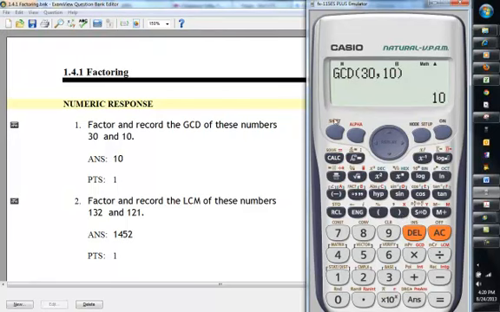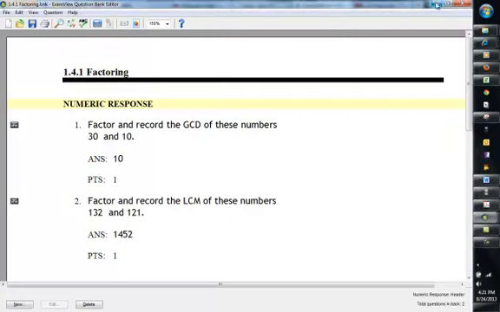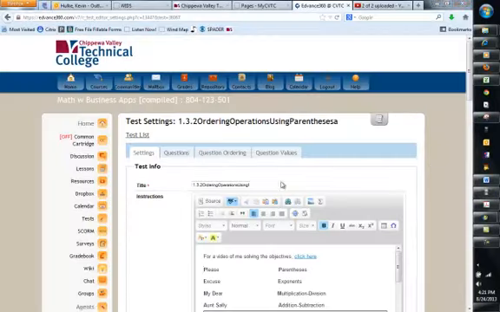Now, it says the least common multiple, that's the alpha divide key, of 132, comma, 121. In other words, you're going to find where those two numbers meet, and they meet at 1452. You need to know least common multiple in order to find the common denominator, and you need to know greatest common divisor in order to simplify fractions. So that's the first part of this lesson.